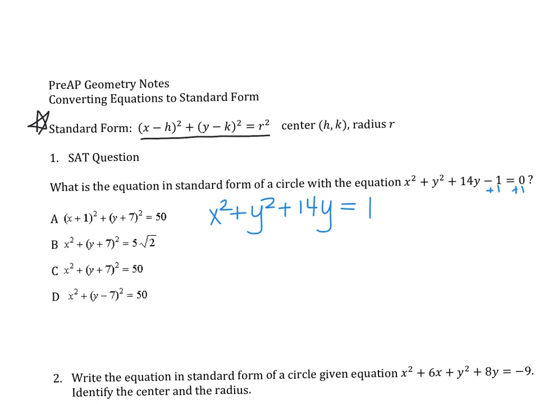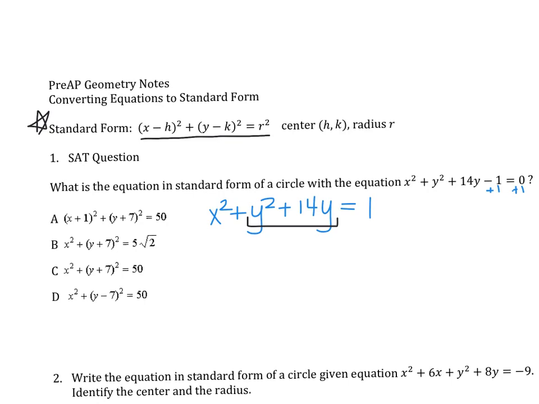Now I have something that looks kind of like the standard form, but not quite. And the x squared is just fine because it would actually be (x minus 0) quantity squared. But what I need to do is address this part of the equation. I need to be able to add something to the left side of the equation and the right side of the equation that would complete that square.